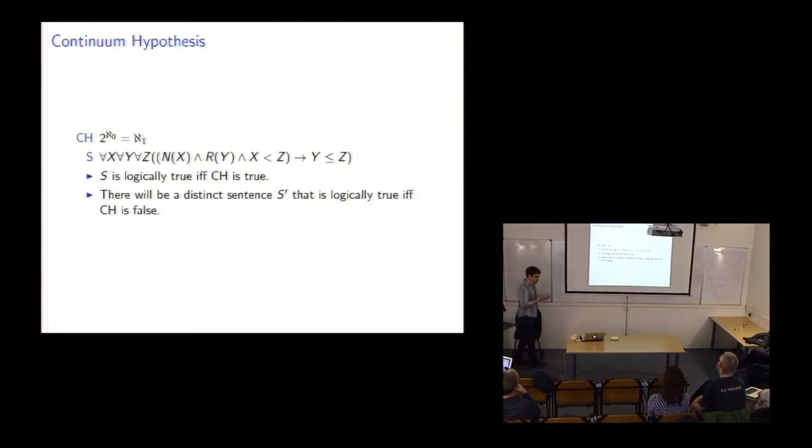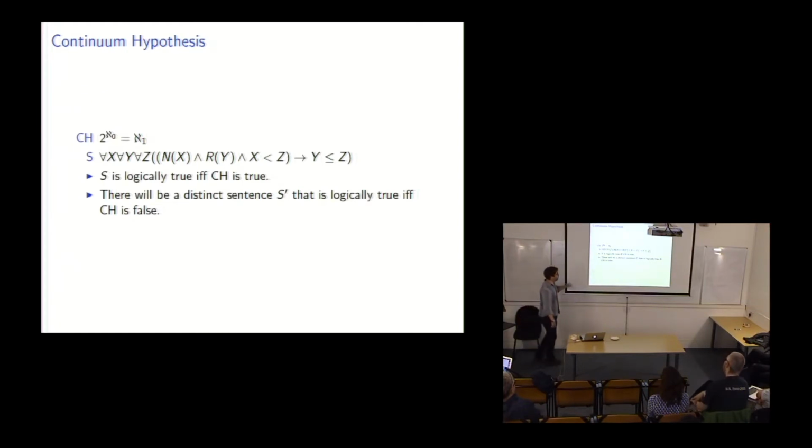Now, how do we get from that to a problem for isomorphism invariance? Well, we need to cook up a sentence like S here. Now, S says roughly the following thing. That's a sentence of second order logic, and it says very roughly, take any x, y, and z. If x has the size of the natural numbers, and y the size of the real numbers, and x is smaller than z, then y is smaller than or equal to z.